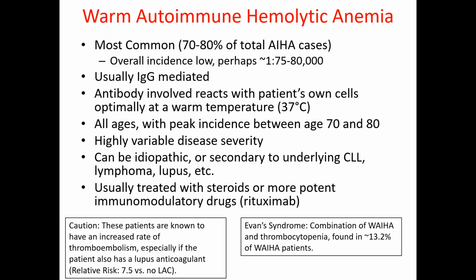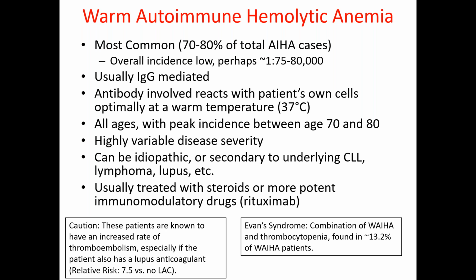Some patients may have a mild smoldering anemia that is otherwise non-impactful for their daily life. However, others can be secondary to other hematologic malignancies, including chronic lymphocytic leukemia, other lymphomas, or lupus. The good news is most patients will be responsive to steroid treatment or other immunomodulatory drugs like rituximab. It doesn't happen immediately. It can take several weeks, but 80 to 90% of patients when treated with steroids and or rituximab should have a clinical response.